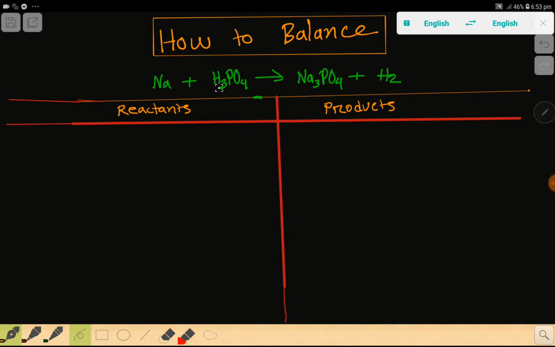Today we are going to balance this reaction. This is sodium, this is phosphoric acid, this is sodium phosphate, and this is hydrogen.